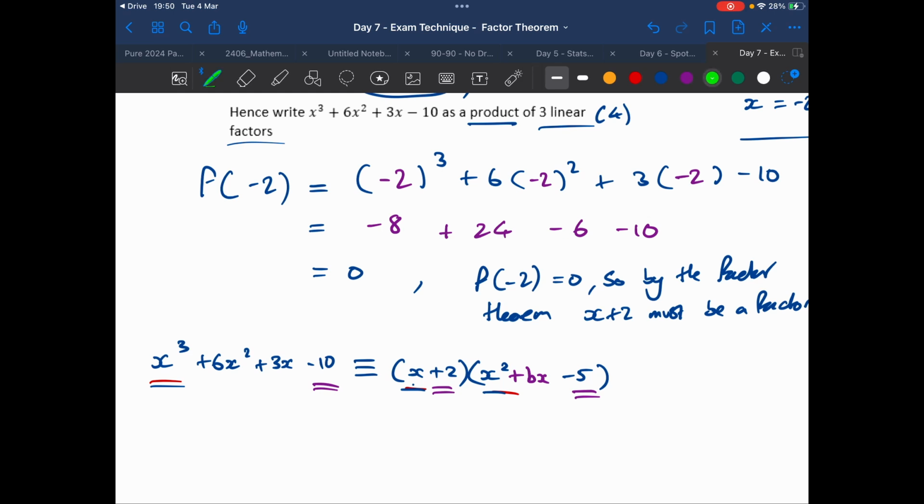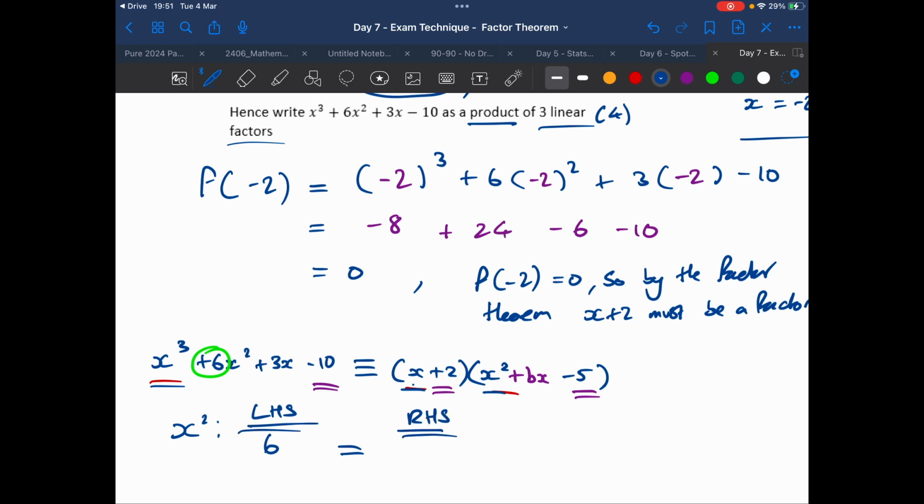Now, how do I find out what bx should be? What we're going to do is pick another piece and compare. When things are identical, it means that, for example, these 6x squareds on the left-hand side should be equal to all of the x squareds wherever they are on the right-hand side. I'm going to investigate x squareds specifically. On the left-hand side, there are 6 x squareds. This should be equal to however many there are on the right-hand side.